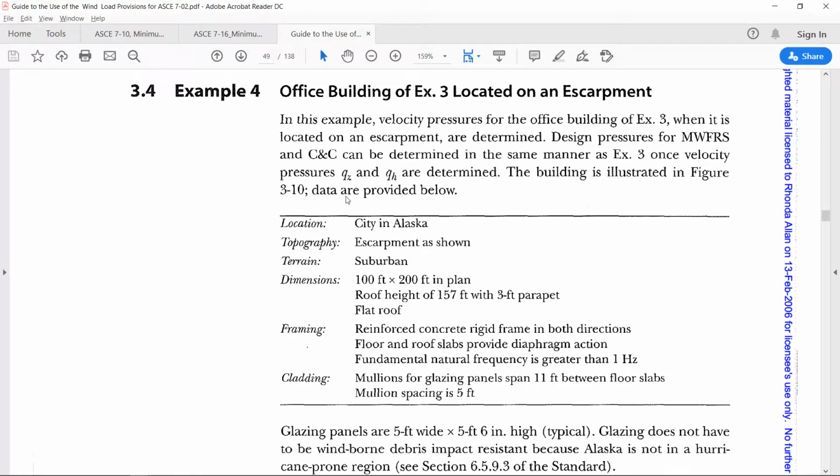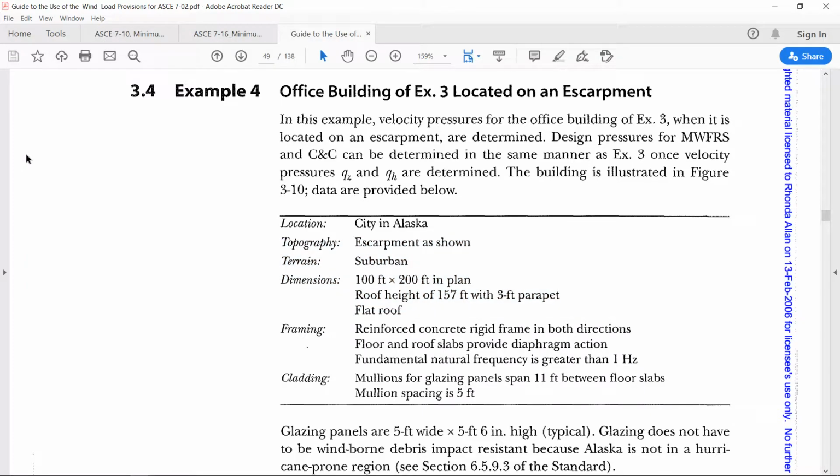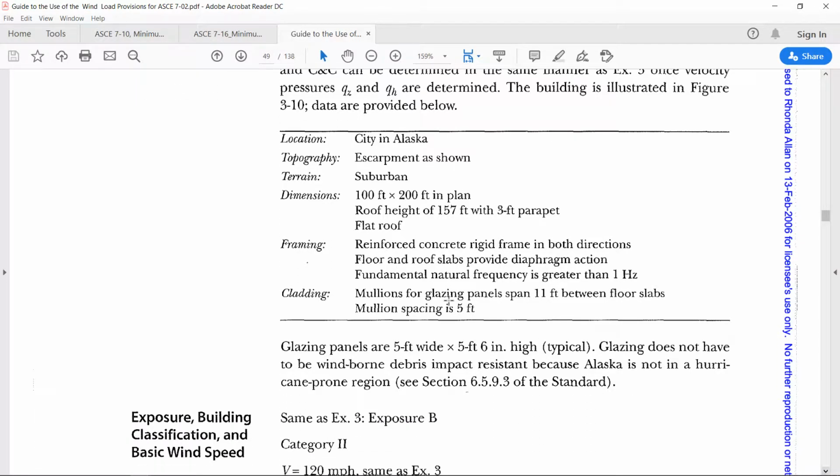The building is illustrated in figure 310. Data are provided below. So here the location is a city in Alaska, escarpment as shown. The terrain is suburban. The building dimensions are 100 feet by 200 feet in plan. Roof height is 157 feet with 3 feet parapet. The roof is flat. The framing system is reinforced concrete rigid frame in both directions. Floor and roof slabs provide diaphragm action. Fundamental natural frequency is greater than 1.